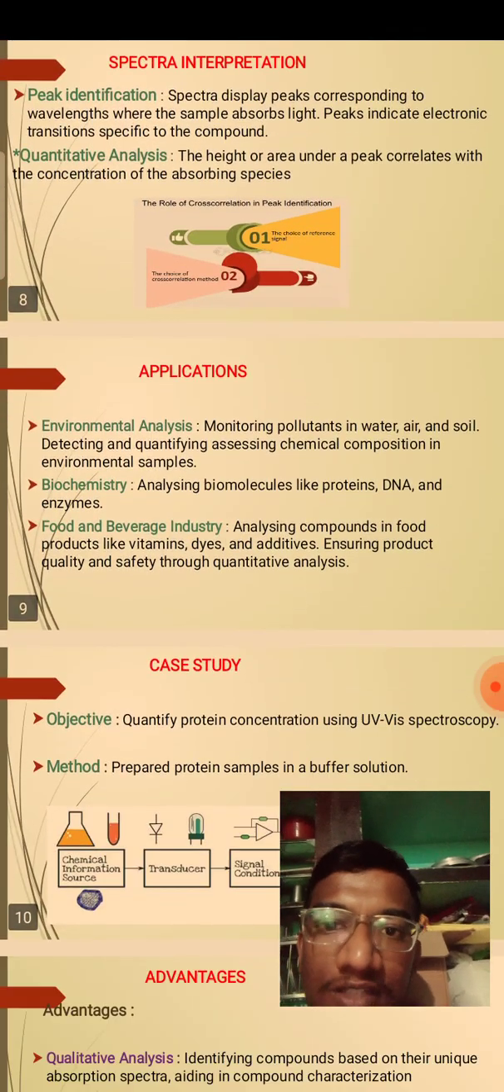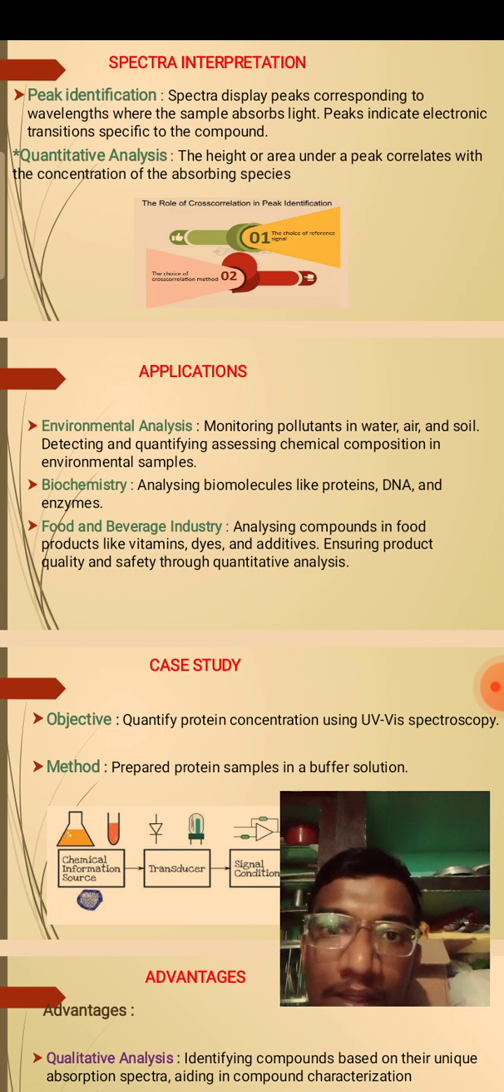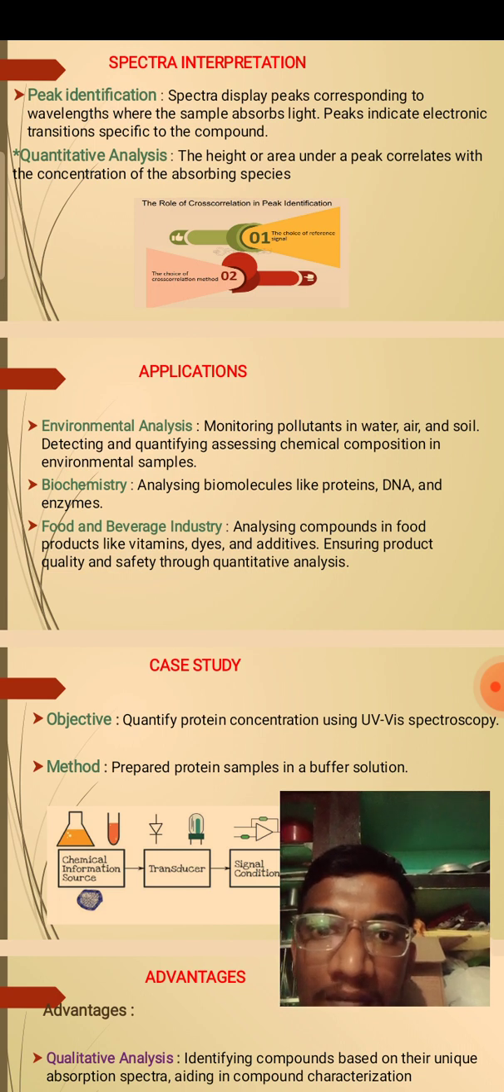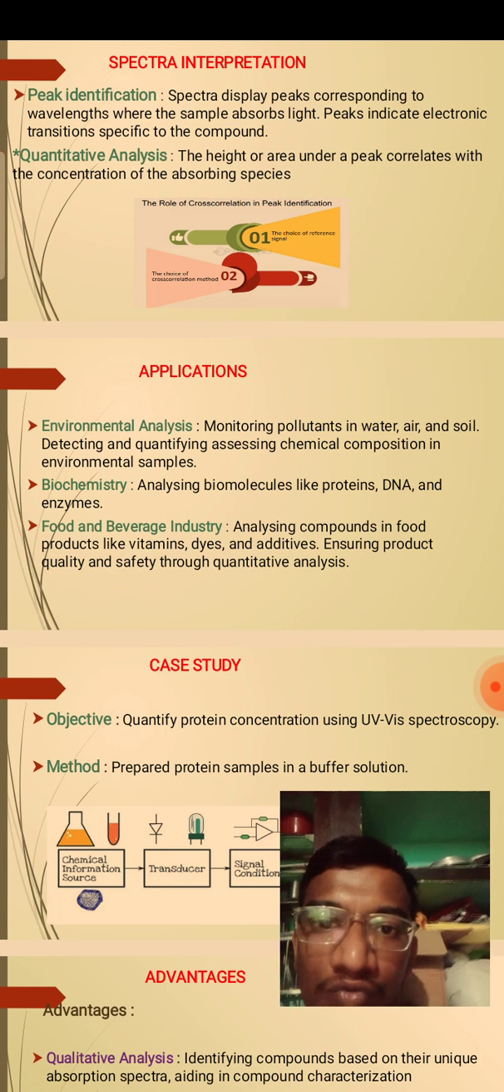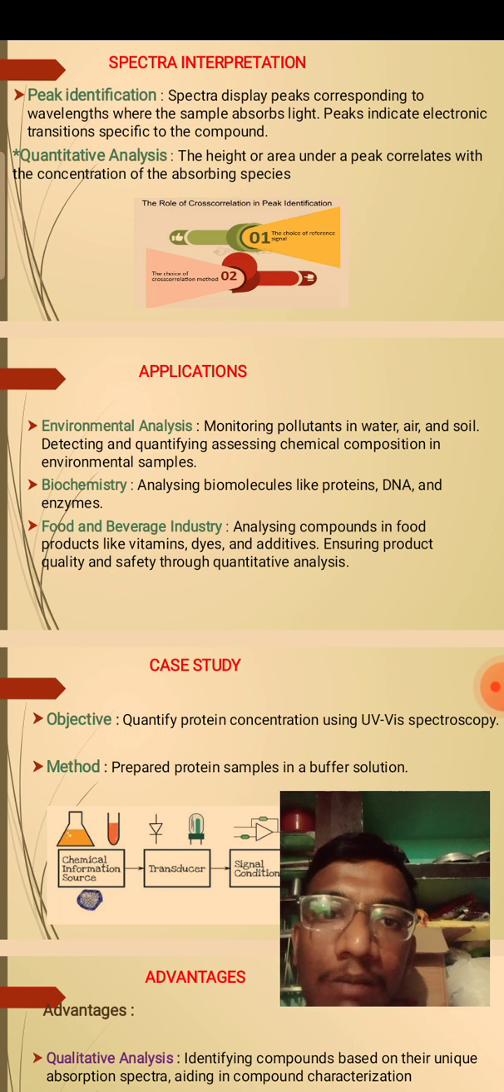And now we can discuss the applications of UV visible spectroscopy. In these applications we have three types: environmental analysis, biochemistry, and the food and beverage industry. First, environmental analysis. Environmental analysis means monitoring pollutants in water, air and soil, detecting and quantifying, assessing chemical composition in environmental samples.